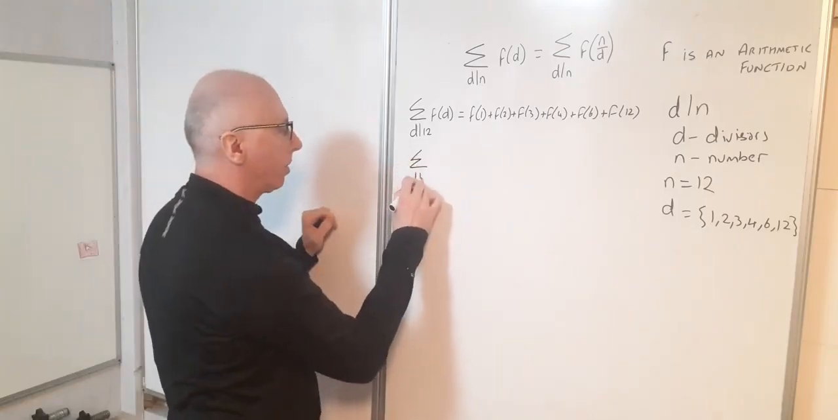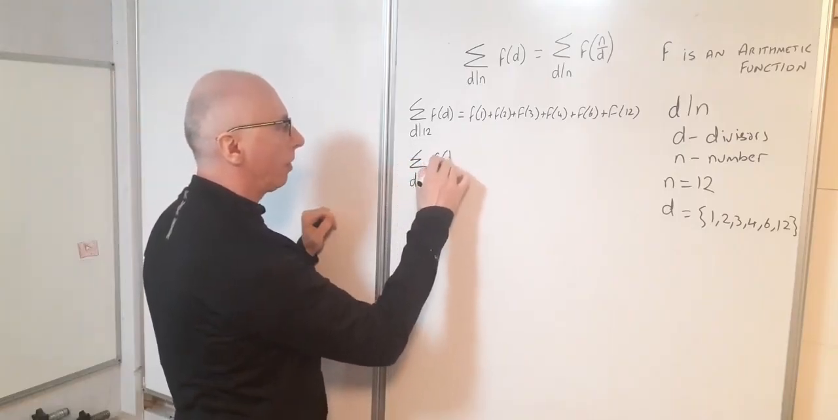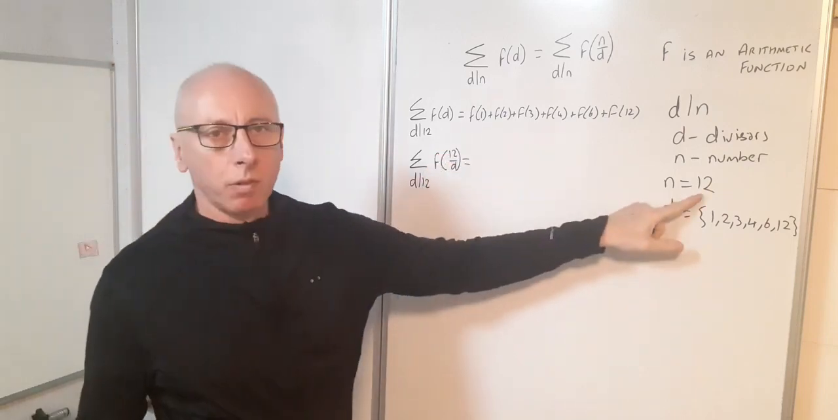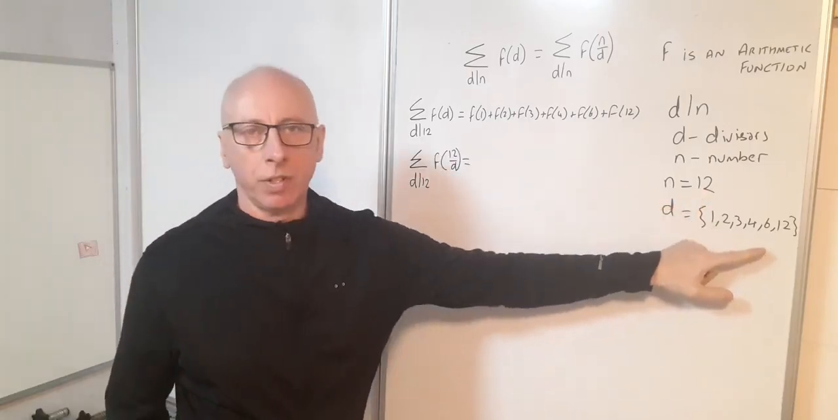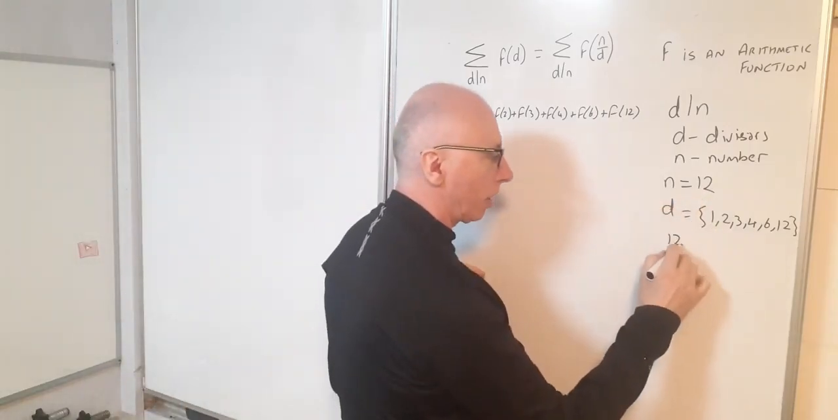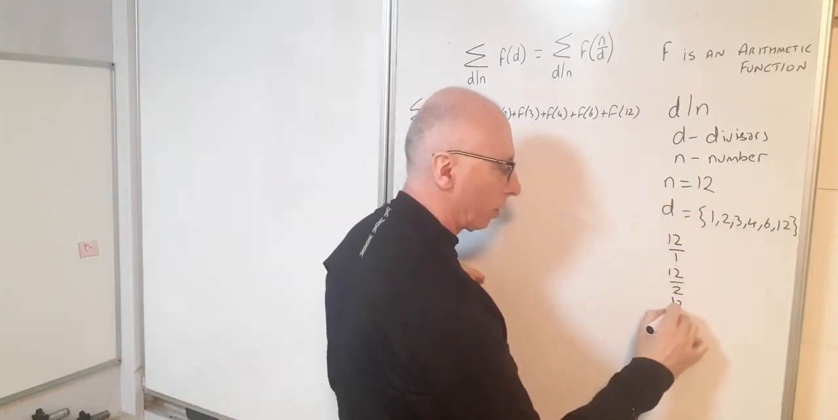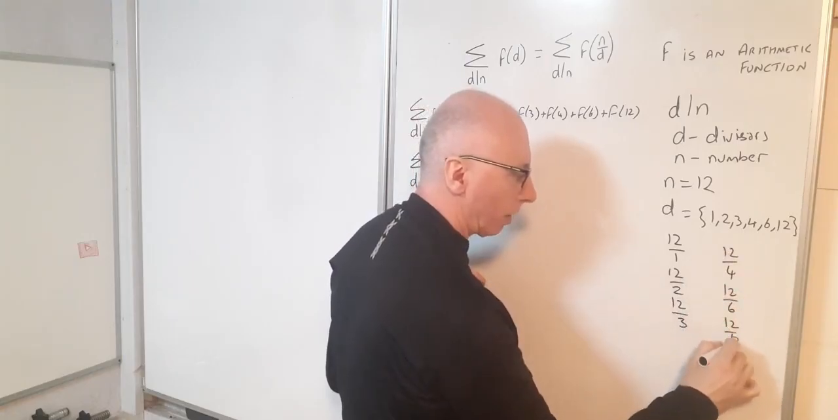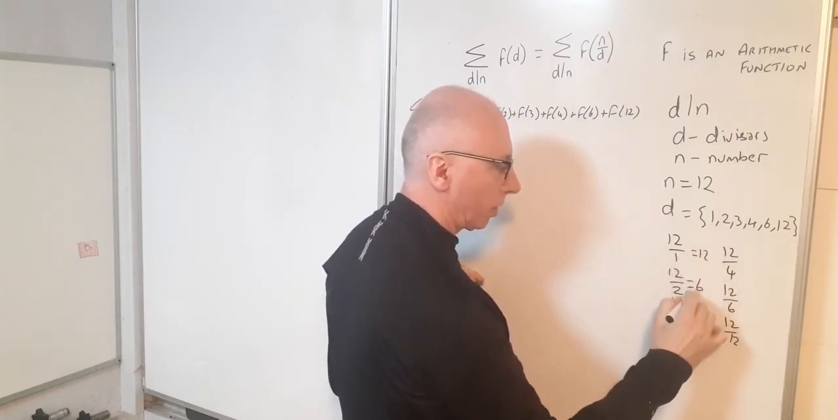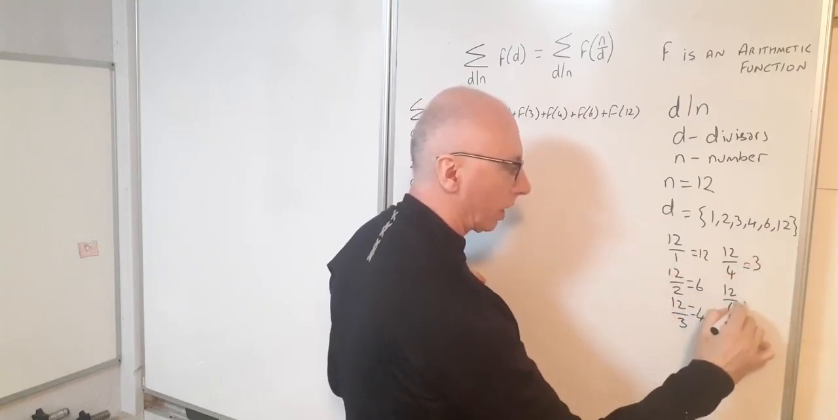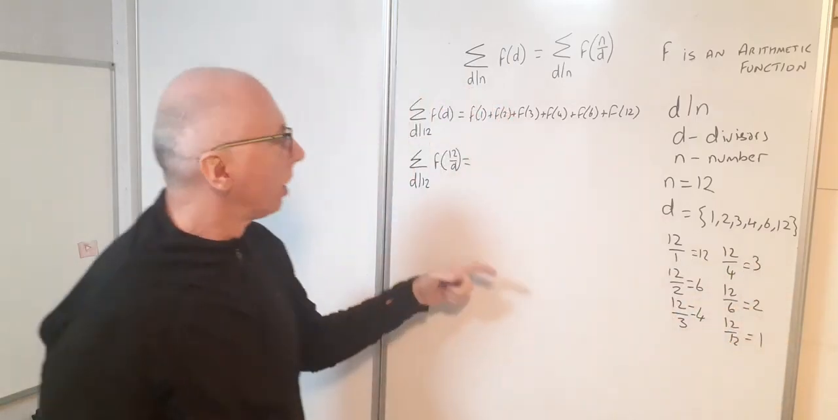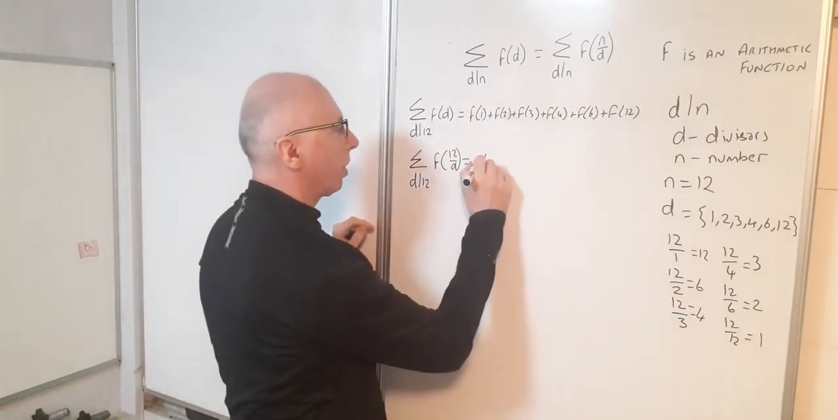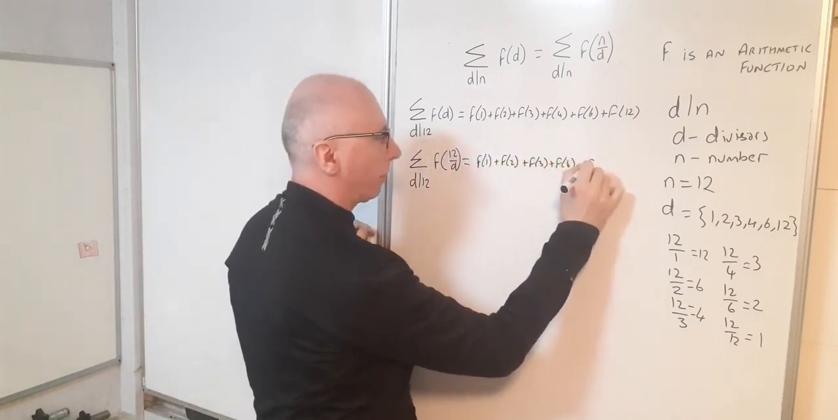So this time we want divisors of 12, but this time we want f of 12 divided by d. So what we do is take 12 and divide it by each one of the divisors. So if I just go down the list, I've got 12 over 1, 12 over 2, 12 over 3, 12 over 4, 12 over 6, and 12 over 12. And they all become 12, 6, 4, 3, 2, and 1. So if I write all those out, I will get exactly the same functions. So let's just write that out. f of 3, f of 4, f of 6, and f of 12.